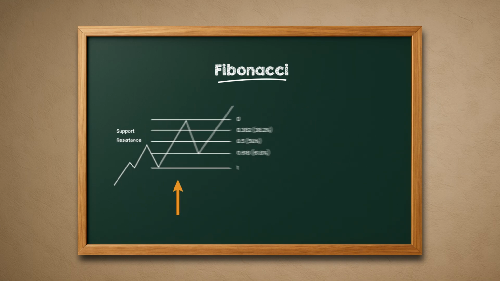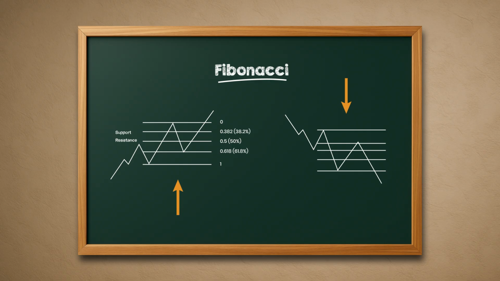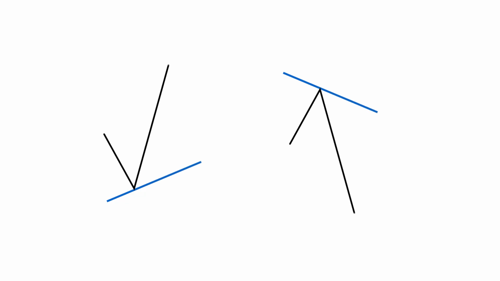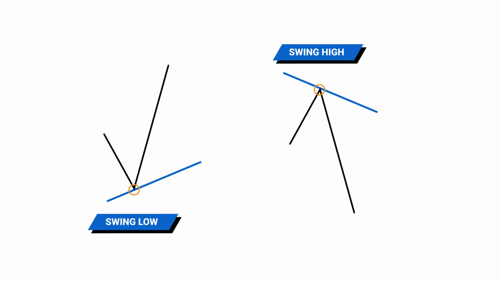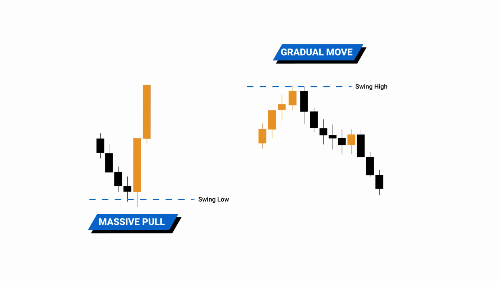The idea is to long or buy on a retracement at a Fibonacci support level when the market is trending up, and to go short or sell on a retracement at a Fibonacci resistance level when the market is trending down. In order to apply Fibonacci levels to your charts, you need to identify swing high and swing low points. As covered in my trend lines video, to identify swing highs and lows, you need to see a significant drive away from a price point. It's either a massive pull from a price point or a gradual but prolonged move away from a price point.